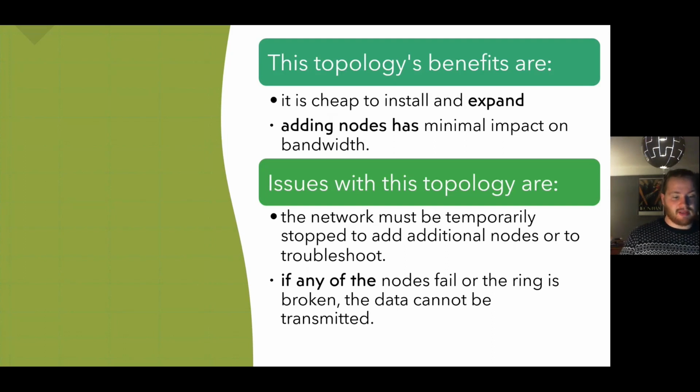This topology's benefits are that it is cheap to install and expand. In addition, adding nodes has minimal impact on the bandwidth. The issues are that all the nodes are wired together, and the network must be temporarily stopped to add any additional nodes, or if you wish to troubleshoot. In addition, if any of the nodes fail, the ring is broken and the data cannot transmit.